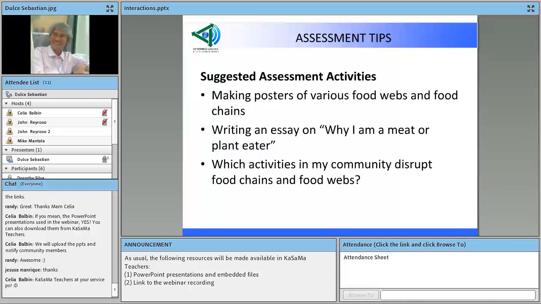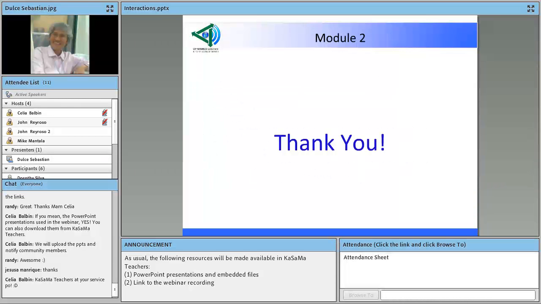Okay, assessment tips. They can make posters of various food webs and food chains. They can write an essay on why I am a meat eater or a plant eater. And very important, you can ask them to identify which activities in their community disrupt food chains and food webs. Then you can make rubrics or scoring guides for them. And that's the end of the second module.